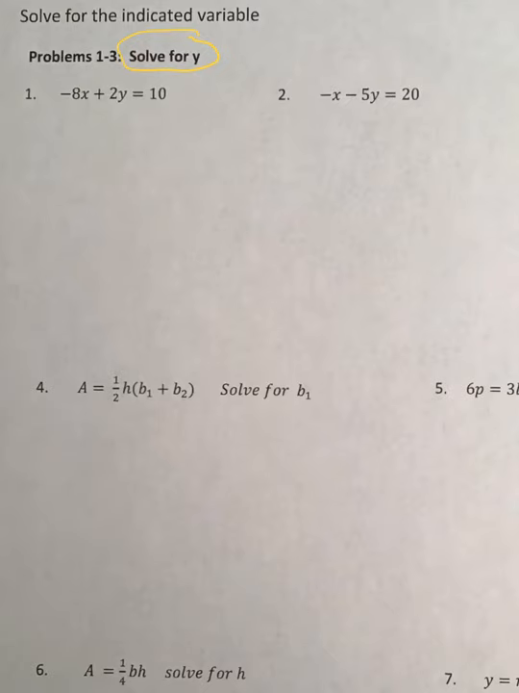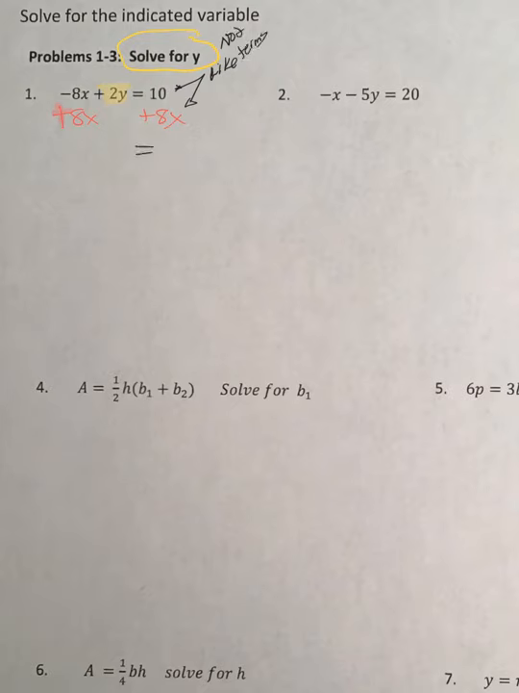So we want to solve for y. So that means we want to get the y term by itself. So we need to undo a negative 8x by adding 8x to both sides. Keep in mind, these two terms are not like terms. 10 is a constant term, and 8x is a variable term. So these are not like terms, so you cannot combine them.